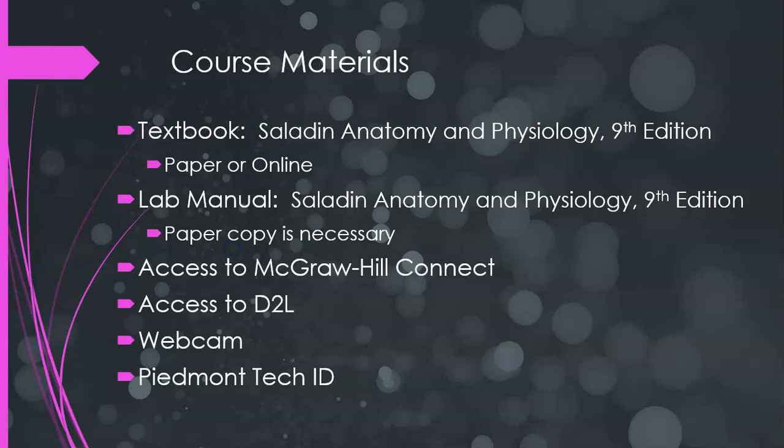So the first thing you need to know about are the course materials. You will need either a hard physical copy of the textbook, or you can use the online edition. Either one is fine. The textbook that we'll be using is the Saladin 9th edition of Anatomy and Physiology. I've gotten a couple emails that people have older editions. I don't know how different they are. I don't know if it's absolutely necessary to have the 9th edition. Usually they're pretty similar, but I just don't know what the 8th edition has that's different than the 9th edition.